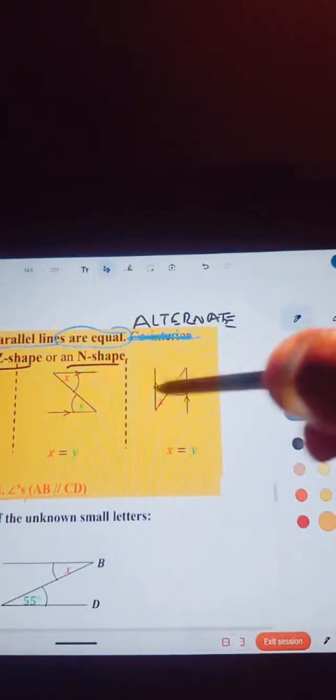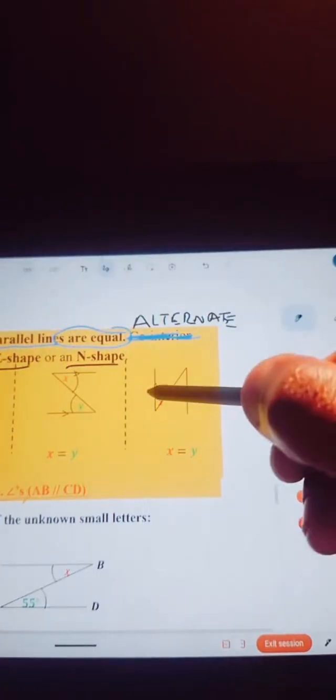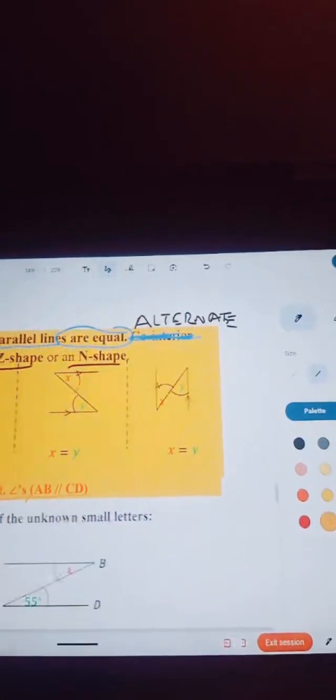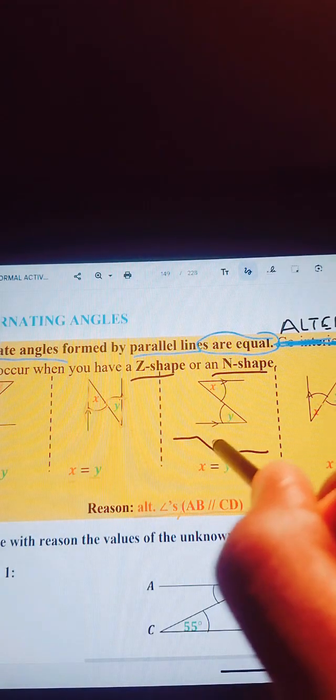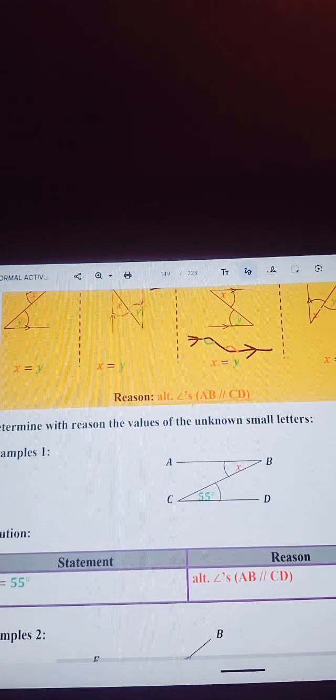That as well, another Z. That angle is equal to that one. X is equal to y. Alternate angles. Okay, this N shape. That angle and that angle, alternate angles, lines are parallel. Then there's the funny looking Z as well, because it's often forgotten. This line parallel to that one, you can say that angle is equal to that angle. So that's the funny looking Z. Alternate angles.